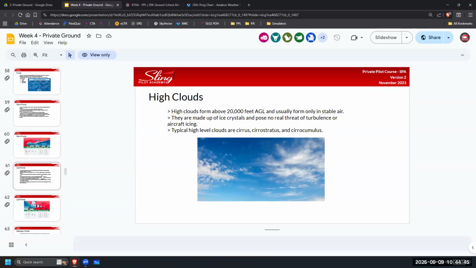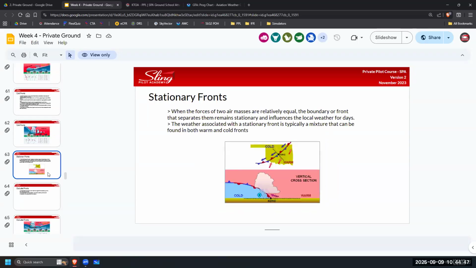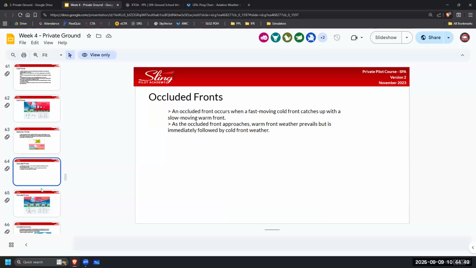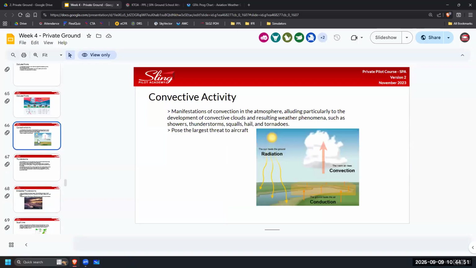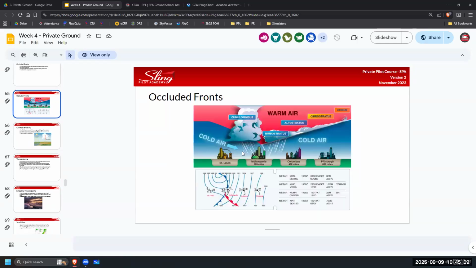Somebody ask me a question. Okay. Occluded fronts. How do occluded fronts work? How do they move? Anyone? Cold air moves into warm air and it pushes it up, right? It's pushing it up. Yes. So where's the occluded front?